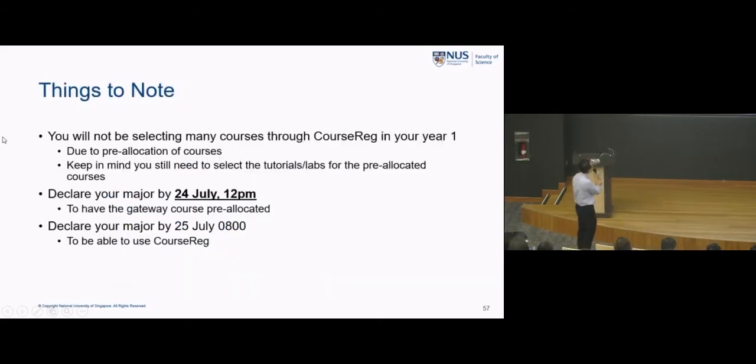Okay. So things to note, you will not be selecting too many courses, as I mentioned, in your year 1, especially in your first semester, because a lot of the courses are going to be pre-allocated to you. But you would still need to know how to go about choosing your tutorial and your lab time slots. Okay, so these are the timelines I think I mentioned already. You need to declare your major by 24th July to have that gateway course pre-allocated to you, and CourseReg starts officially on 26th July, I think. So this is to declare 1 day before CourseReg starts.